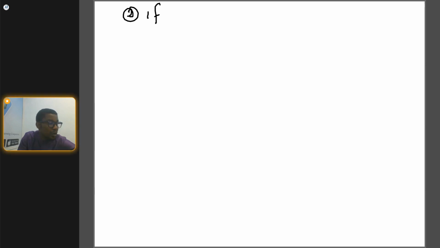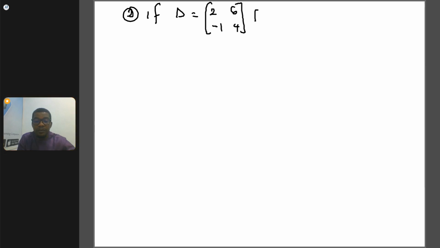If matrix D is equal to [2, 6; -1, 4], find the determinant of D, which is the modulus of D. So find the determinant of D. This is the matrix given to us.